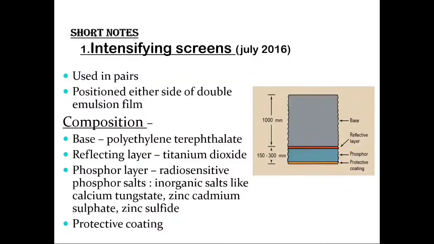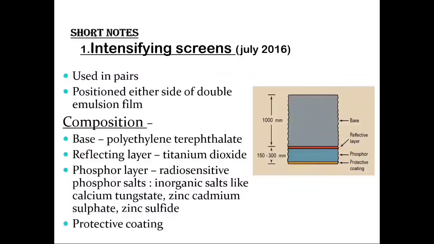It contains the base, the reflecting layer, the phosphor layer, and the protective coating. The base comprises polyethylene terephthalate, and then the reflective layer contains titanium dioxide. The base normally helps to mechanically support the other layers, and it also has a reflective property wherein it reflects the light emitted from the phosphor layer back towards the X-ray film. This reflective base has the potential to increase the light exposing the film, and it also results in some image unsharpness, because of the divergence of the light rays reflected back to the film.